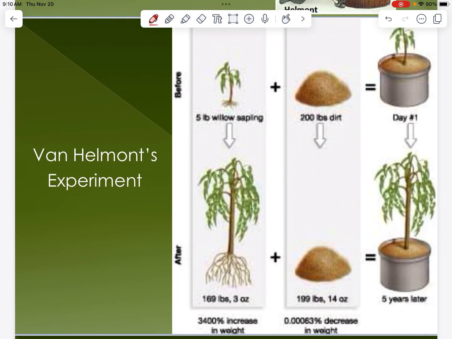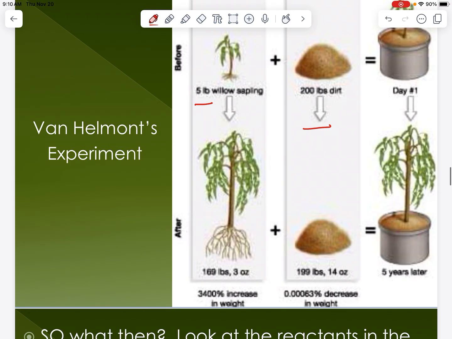So here's a good example. I know this is a little blurry here, but you could see that before we have a willow that weighs 5 pounds. The amount of dirt is 200 pounds. So that's on day one. So after, again, 5 years, we have now the tree weighs 169. So we've had a huge increase. But look at my soil mass. My soil mass is about the same.